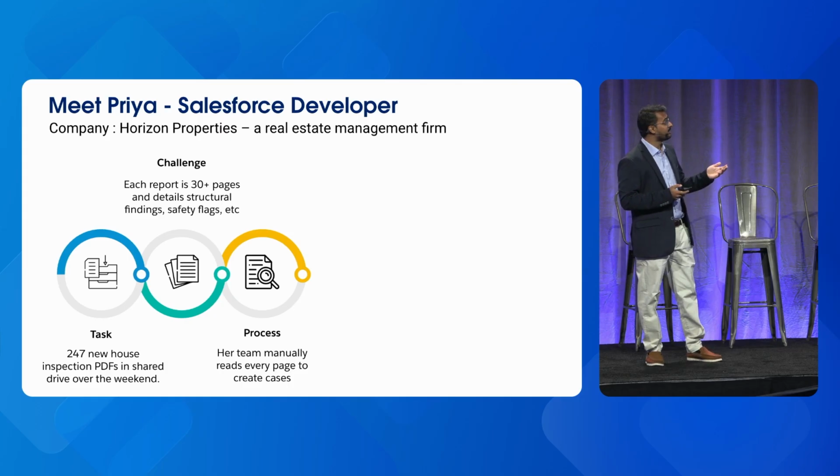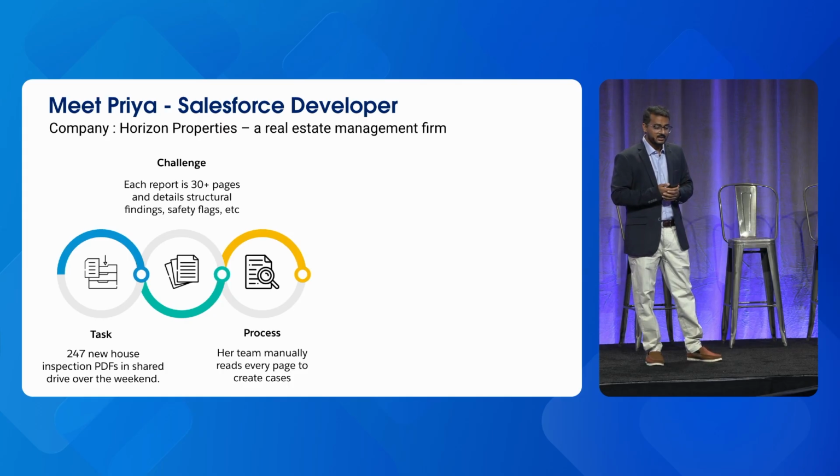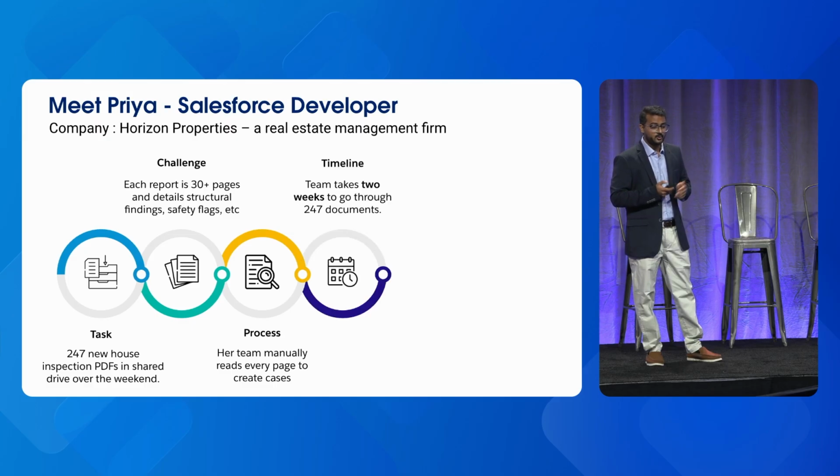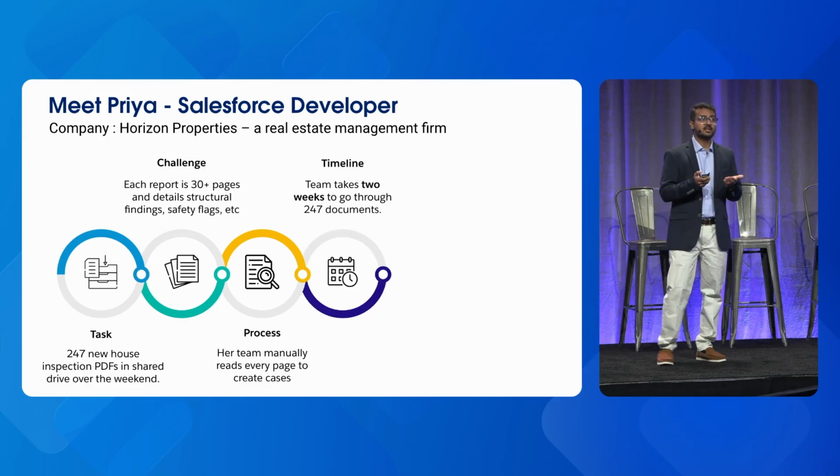Now, this is the current process that Priya's team follows. They have to manually read every page of the document to understand what's in it, extract what's important to them, and format it into a case record. Now, because the number of documents are really huge and the contents of it are also huge, her team takes at least 2 weeks to cover 1 weekend's worth of documents. Now, this is a huge productivity concern, right?